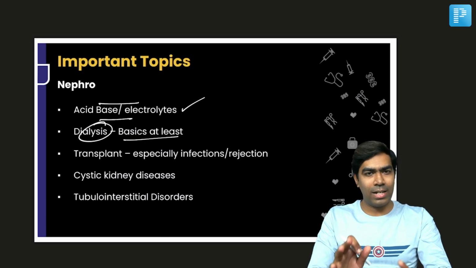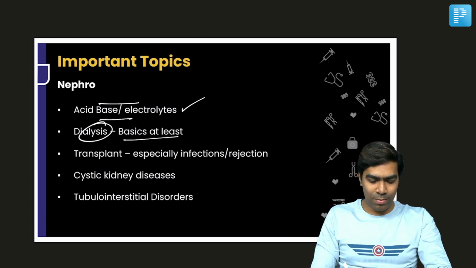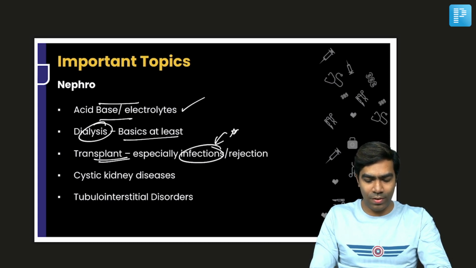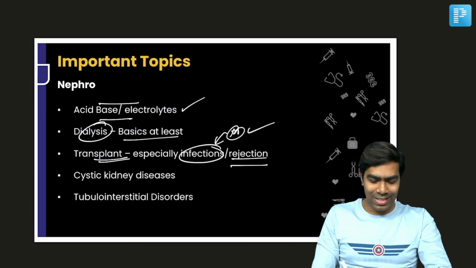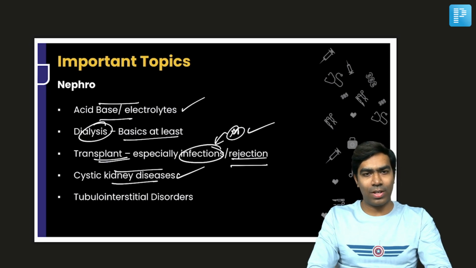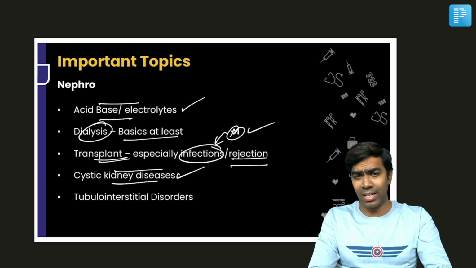Dialysis, you should know at least at a basic level. Transplant is extremely important, especially the infections post-transplant is something they will definitely ask. And of course, to some extent, you can get questions on rejection as well, especially acute rejection and its management. Cystic kidney disorders are very important. You can see plenty of questions in autosomal dominant polycystic kidney disease and medullary sponge kidney in the recent past. So don't miss out on the cystic kidney disease.